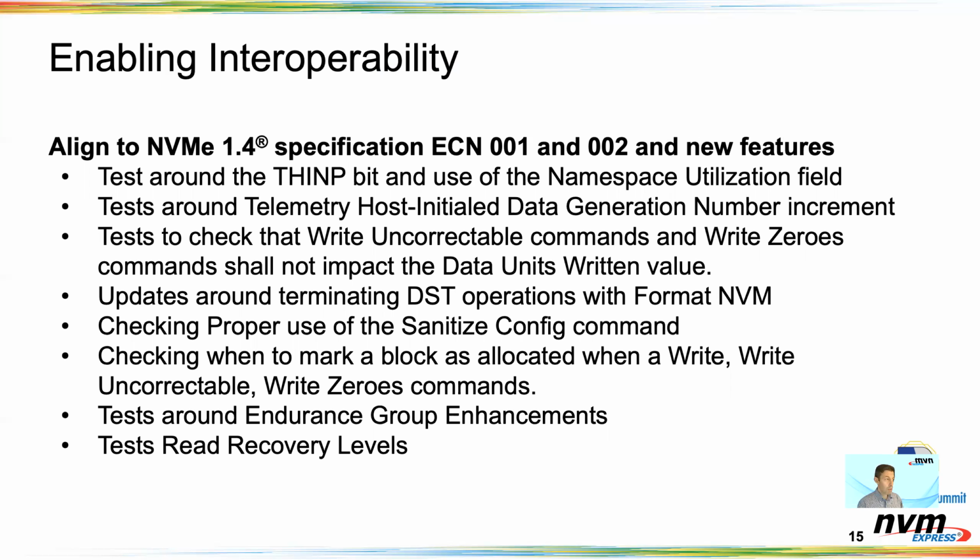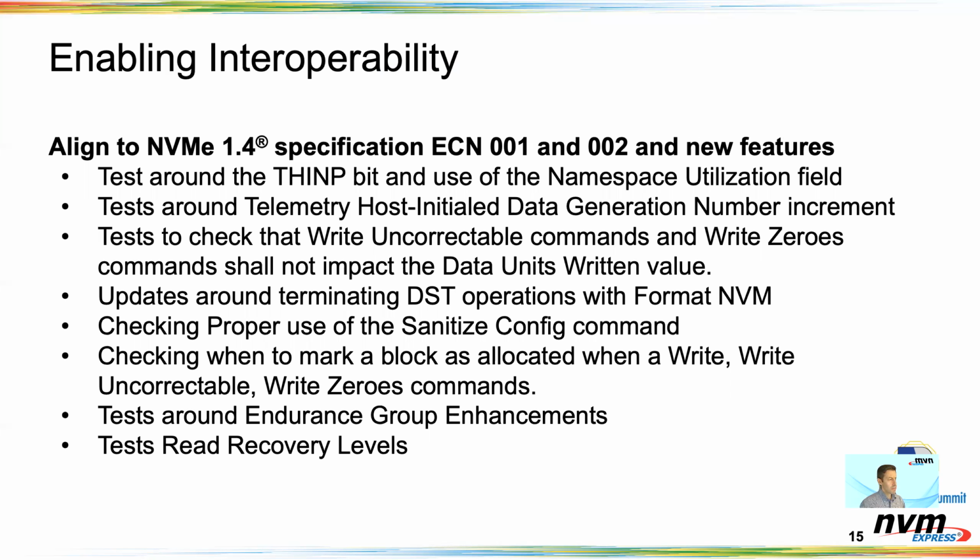And now to NVMe 1.4. So there's a couple errata that we addressed here in our updates and some new features as well. So new tests around the thin p bit and then how that affects the use of the namespace utilization field. The telemetry host initiated data generation number incrementing. So there were some clarifications there. We wrote some test cases for that.